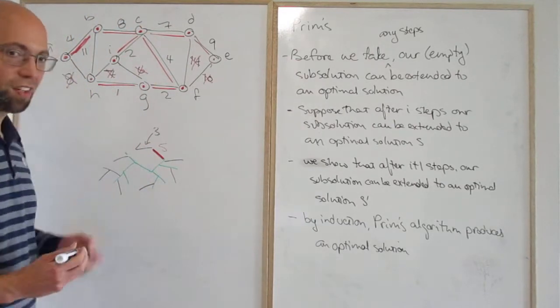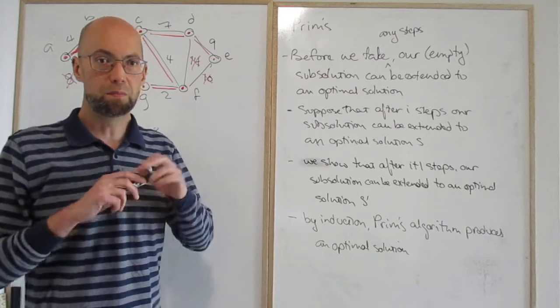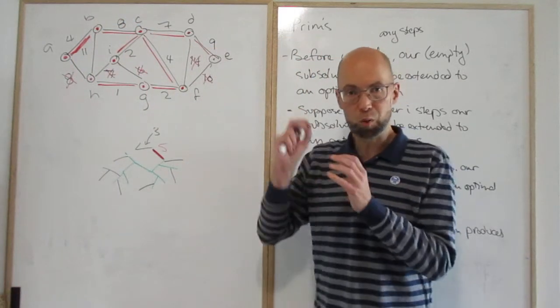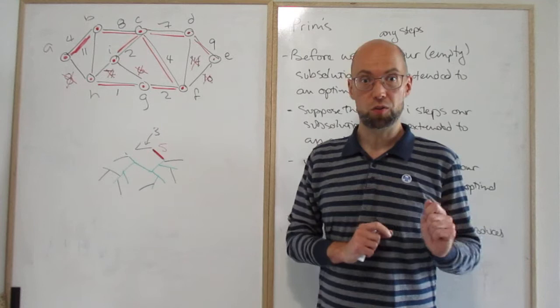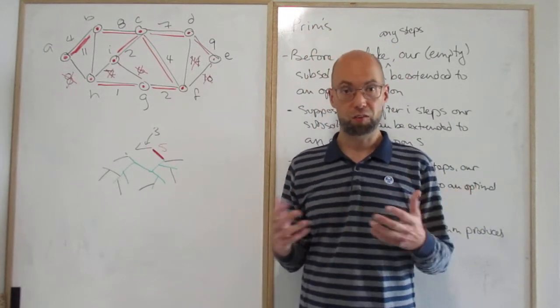So the exchange argument has to be a little bit more specific about which exchange you do, okay? But you get this nice property that it's always a tree.